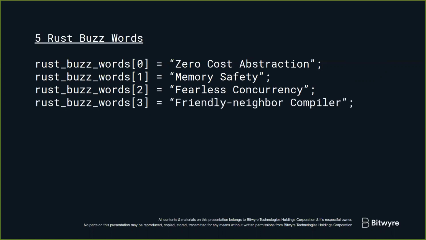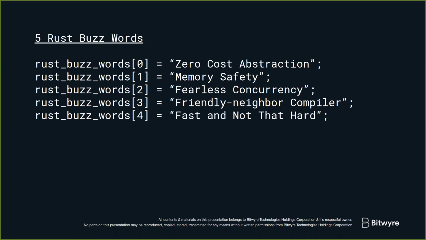The fourth one is friendly neighbor compiler. This means the Rust compiler is very friendly. If there is a compile time error, the compiler will tell you which error and explain to you why it is an error, and ultimately it will give you advice how to do the correct one. This is amazing. And the fifth one, last one, is Rust is fast, kind of hard, but not that hard. I will show you.